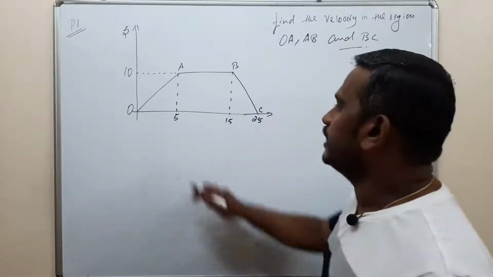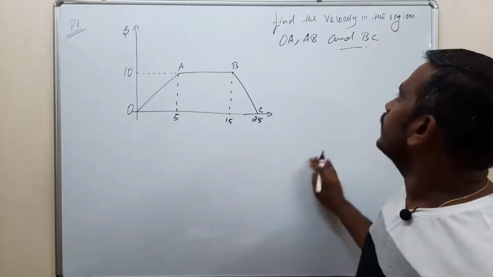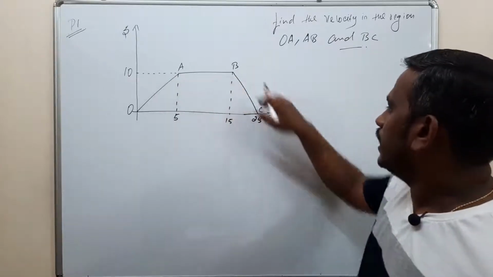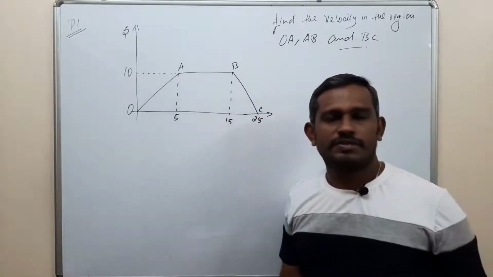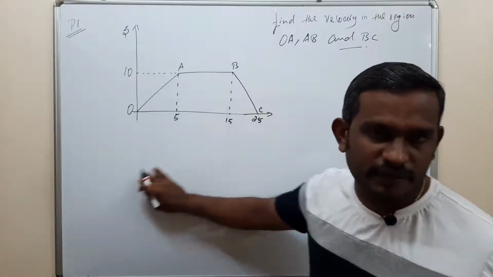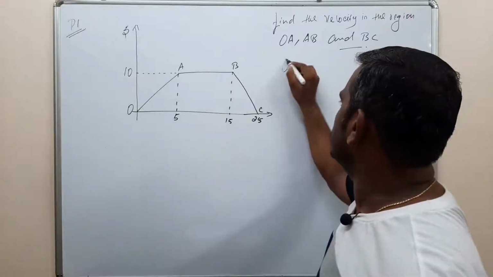So a displacement time graph is given like this. We have to find the velocity in the regions OA, AB and BC. Dear students, we know that the slope of the displacement time graph gives the velocity. So first I am considering the region OA.